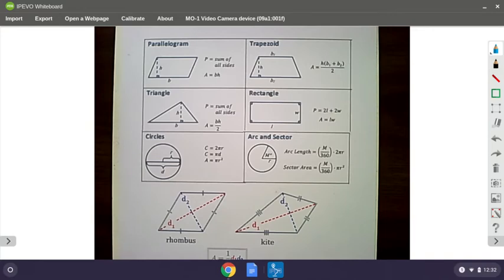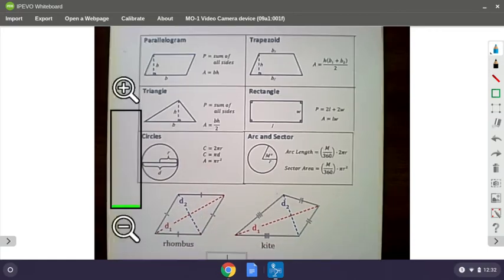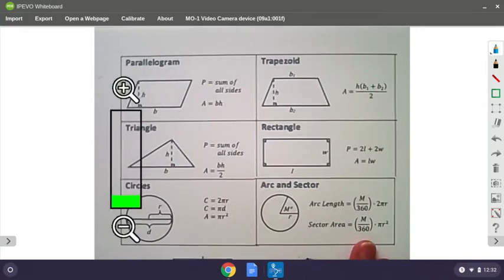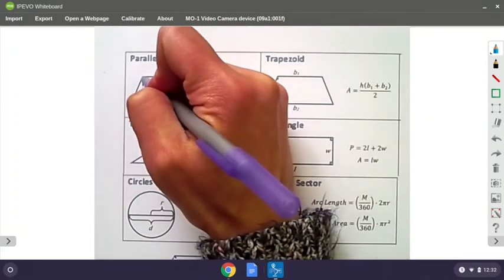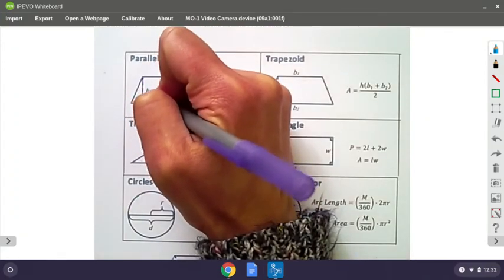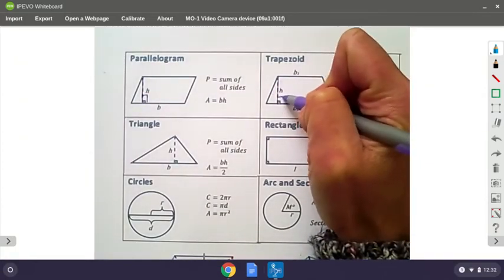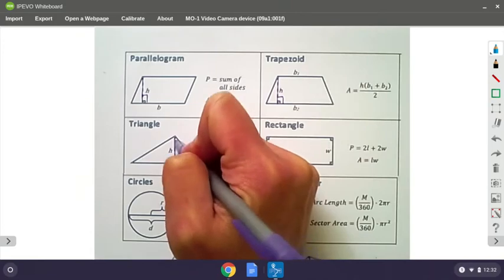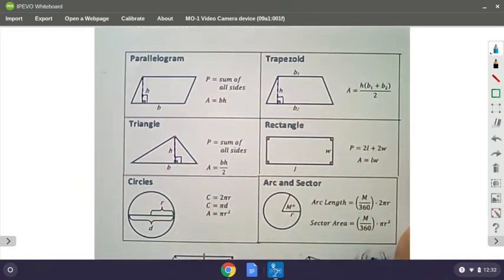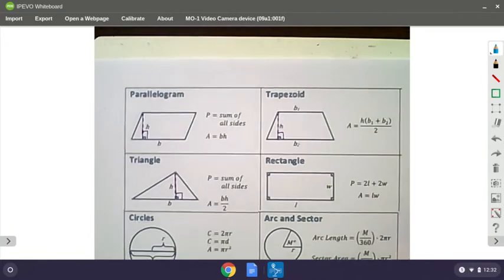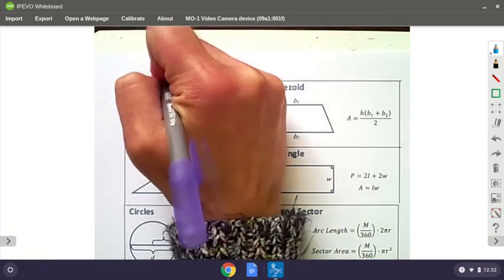They're pretty self-explanatory, but I'll just go over a couple things first. Anytime an area formula talks about height, like for a parallelogram or a trapezoid, the height always has to be perpendicular to the base. Same thing here, it's kind of hard to see, but this is a right angle. Same thing here. So heights and bases are always perpendicular.